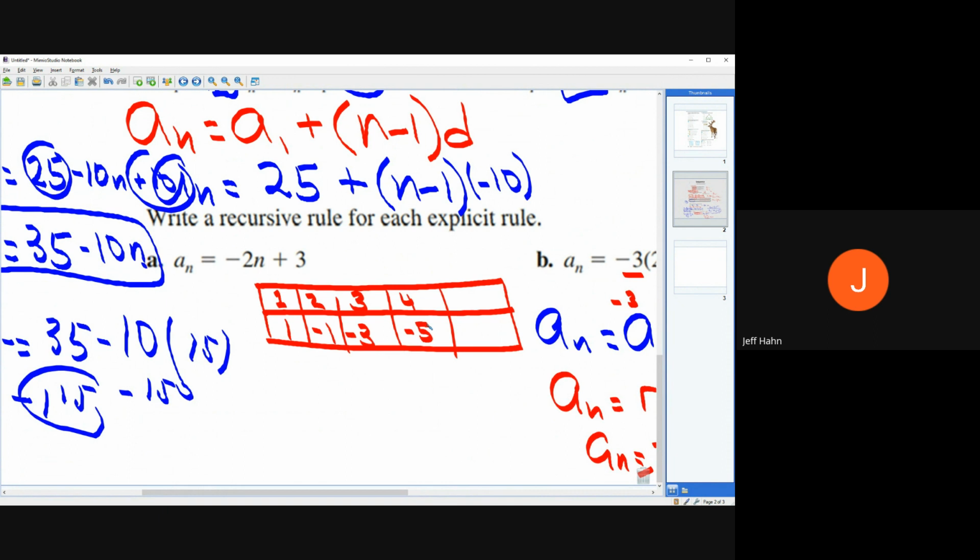Now, Kavarik, because I have this, I can actually write that rule, because what is the recursive rule for the arithmetic one? What is it? A sub n equals what? A sub n minus 1 plus d. And can you tell me what the plus d is? What am I doing every time? Subtract. To go from 1 to -1, to go from this to this, I subtract 2. So my d is subtracting 2. And there you go. That's all there is to it.